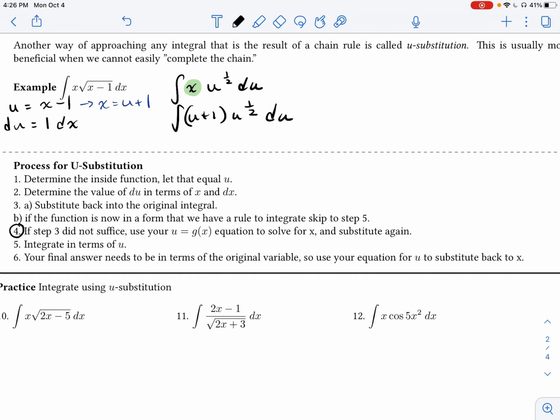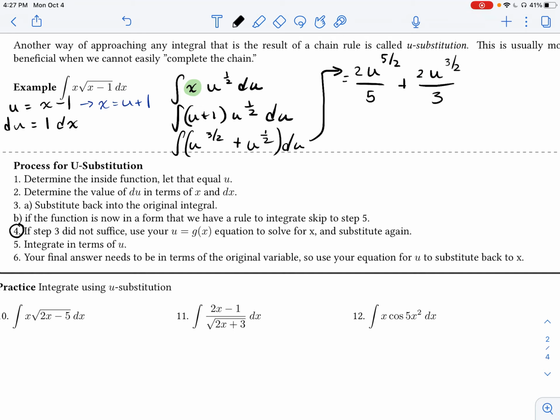And now this is something I can integrate. I can distribute my u to the 1/2 to write this as u to the 3/2 plus u to the 1/2, all of that du. And let me continue my work over here. Now I can apply the power rule to each term. So this is equal to u to the 5/2 divided by 5/2, which is simply multiplying by the reciprocal, plus u to the 3/2 times 2 over 3, all of that plus c.